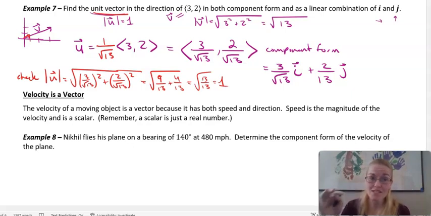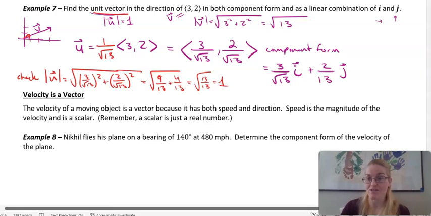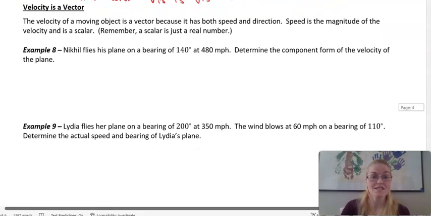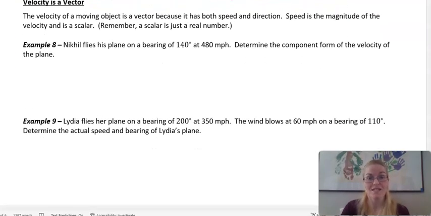Now what we're going to spend the rest of this video focusing on is velocity as a vector. The velocity of a moving object is a vector because it has both speed and direction. That speed is the magnitude, right? So speed is the magnitude of the velocity, and it is a scalar. Remember, a scalar is just a real number. So if Nikhil is flying a plane on a bearing of 140 degrees at 480 miles per hour, determine the component form of the velocity of the plane.